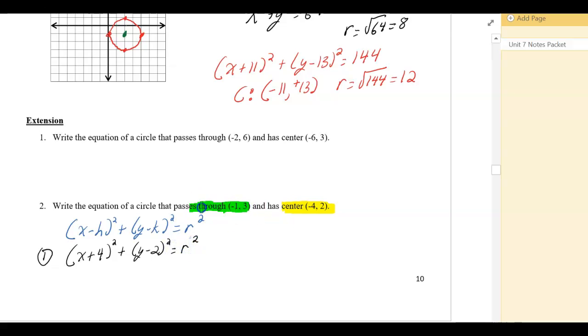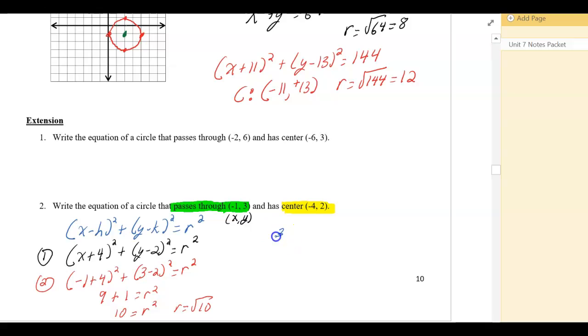Step 2 is I'm going to use this point, negative 1, 3. That negative 1, 3 represents an x and a y value. So step 2 of the problem is I'm going to take this x and y value and plug it into the equation. So negative 1 plus 4 squared plus 3 minus 2 squared will equal r squared. I'm going to get my calculator out and do the calculations, or do the calculations in my head. So this is going to be 9 plus 1 is equal to r squared, which means r squared is equal to 10, which tells me the radius is the square root of 10.